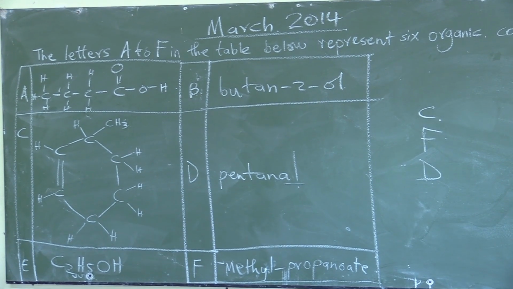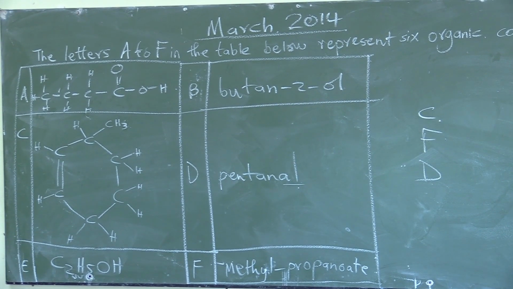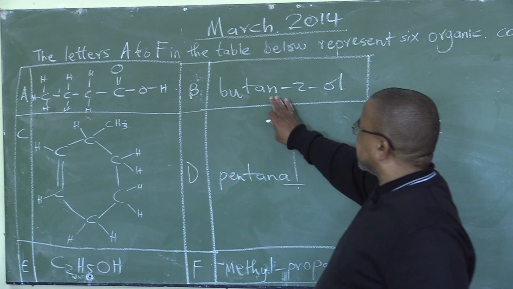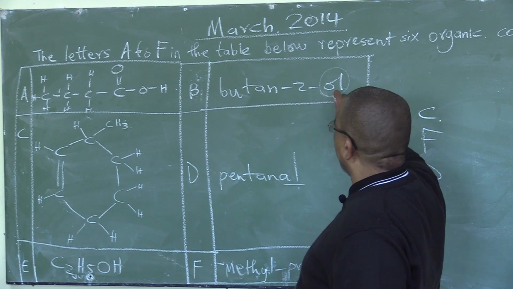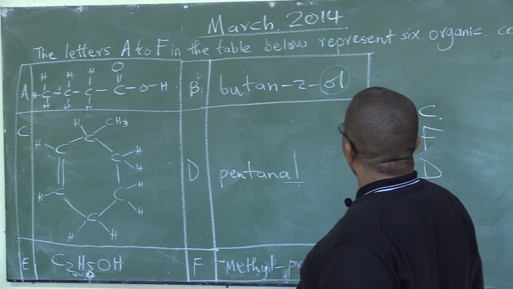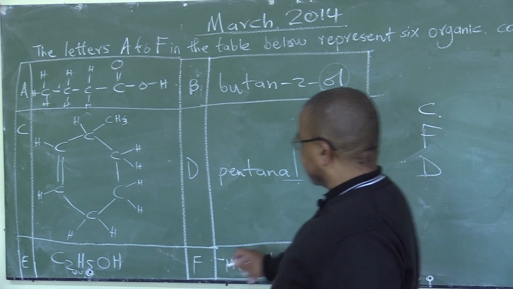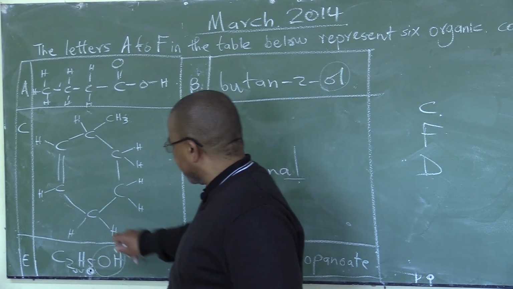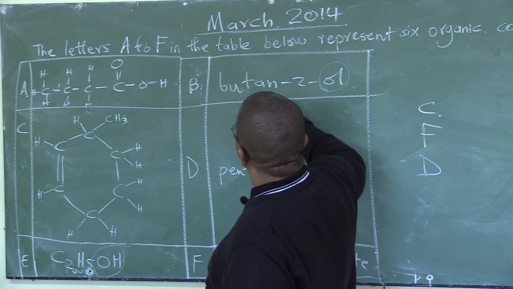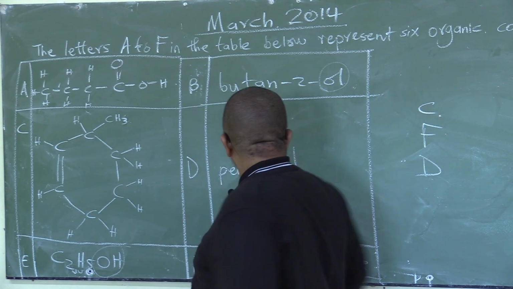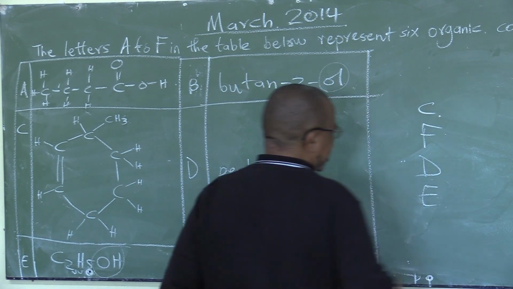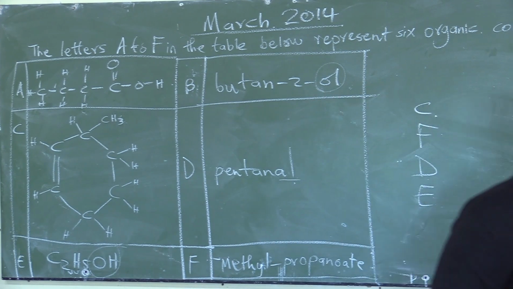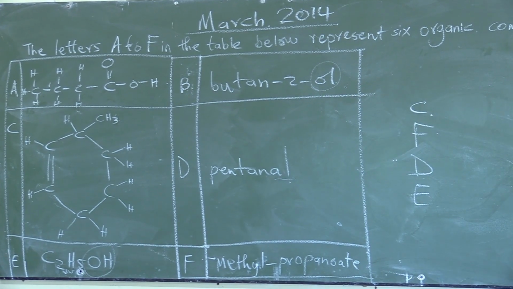Which one belongs to the same homologous series as compound B? This is an alcohol, right? It has an OH, and here is the OH, so this belongs to the same homologous series as B. The answer is what? It is E. So our answer is E.